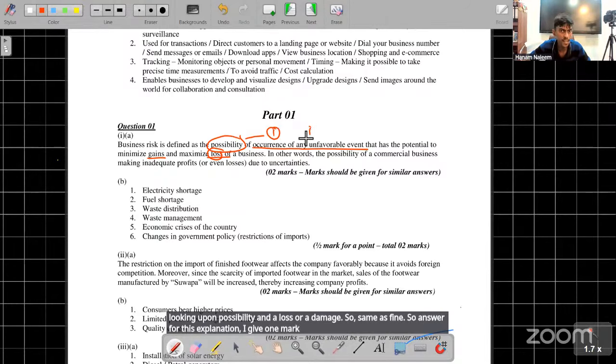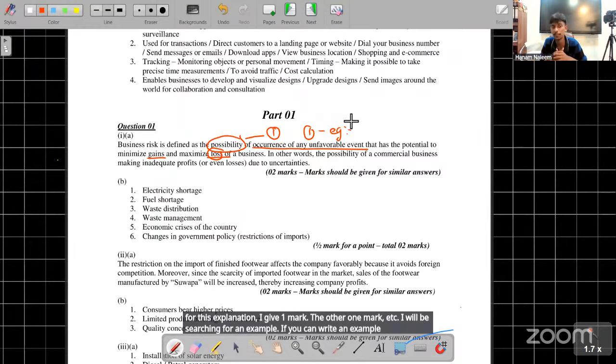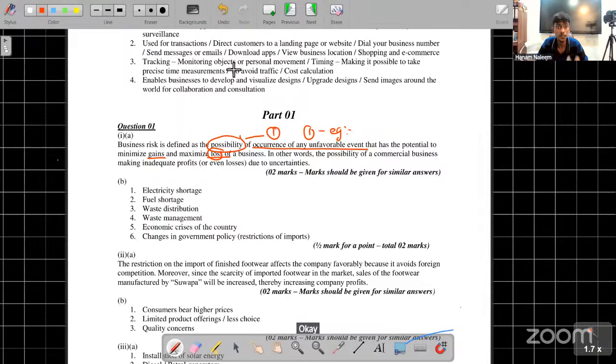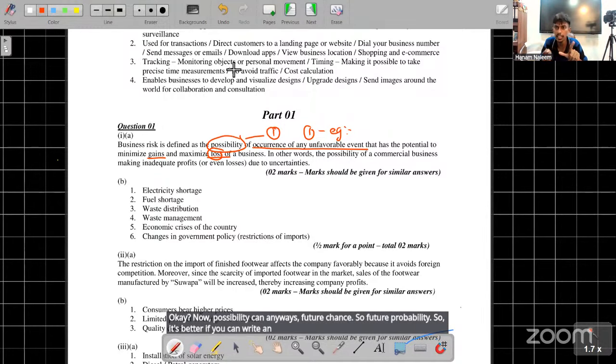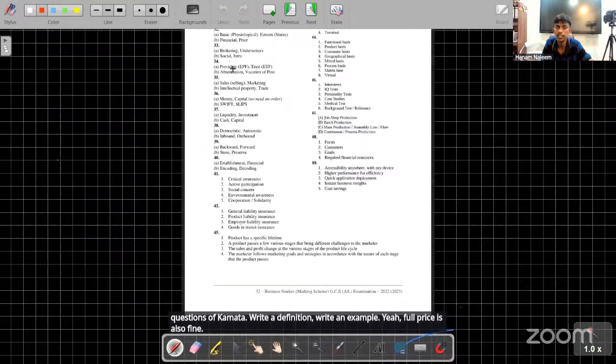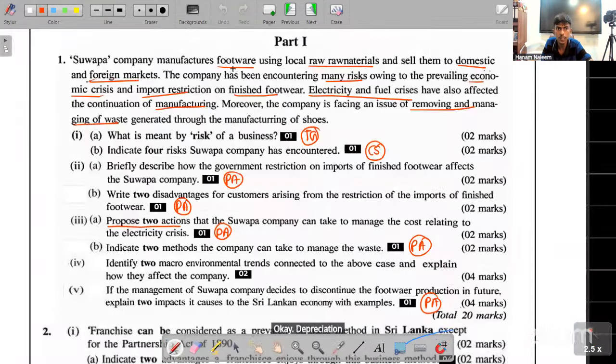For the other 1 mark, I will be searching for an example. If you can write an example, that's so much better. Possibility is anyway a future chance, a future probability. So a small hint, guys: for definition questions, write a definition, write an example. Full crisis is also fine. Correct. Depreciation, correct. Next one.